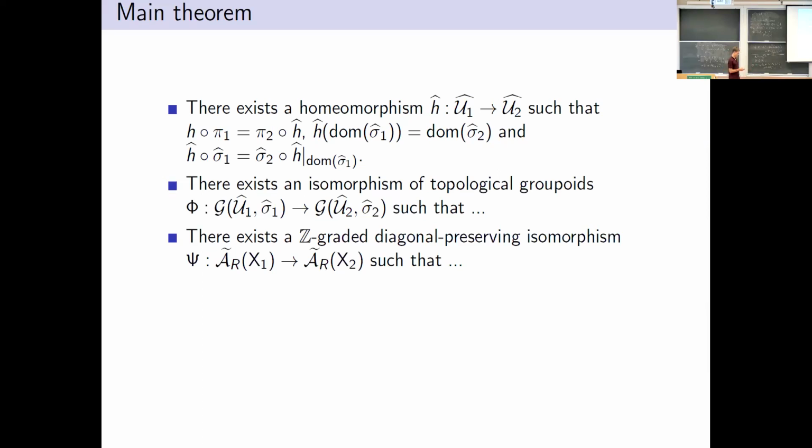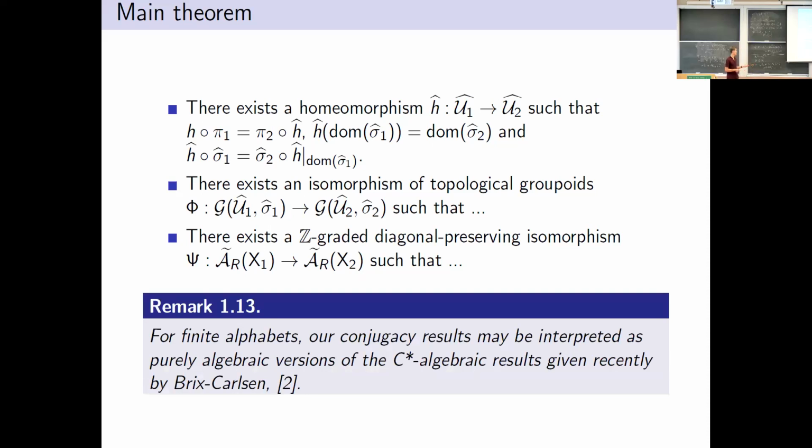Okay. These results can be seen in the finite alphabet case as algebraic versions of the results given by Briggs and Carlson recently, where they show the conjugacy of subshifts. You have to extend it to a cover space, so that the cover space is not exactly our U hat. A priori it is different. In the finite alphabet case, we believe, well, Gilles believes he has proved that they're the same. But that's the idea: you have a conjugacy downstairs, you have to lift it to this conjugacy in this bigger space. So this is an extension to the infinite alphabet and also algebraic versions of the results of Briggs and Carlson.